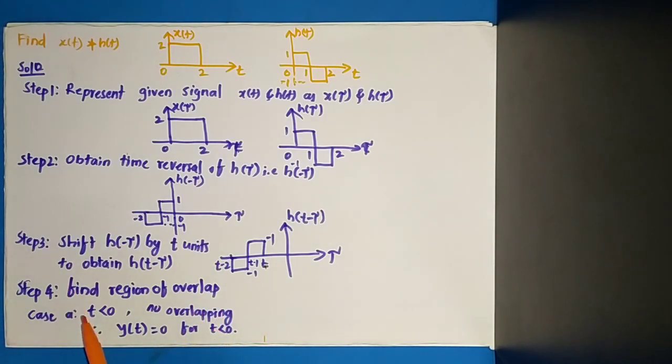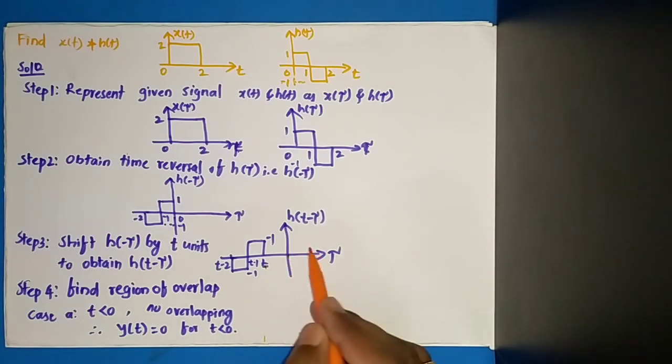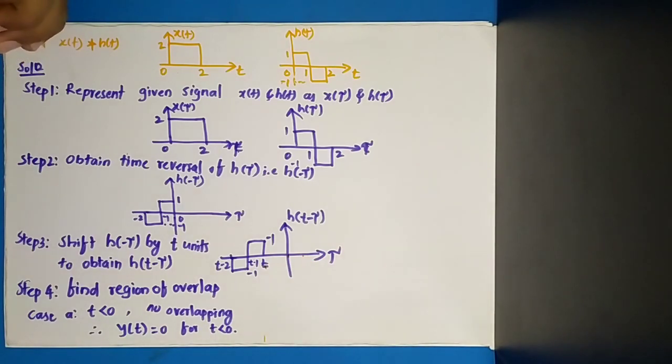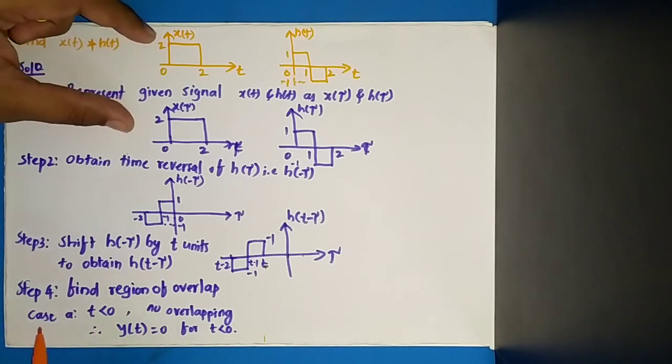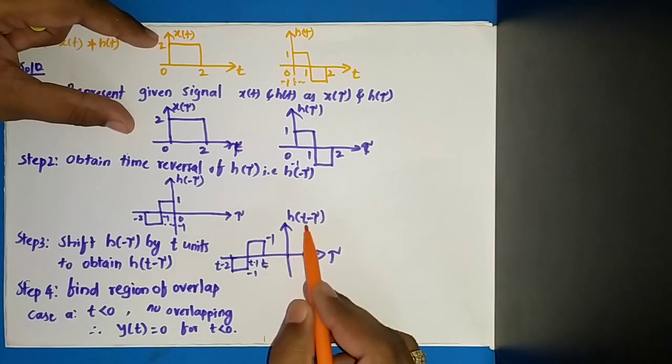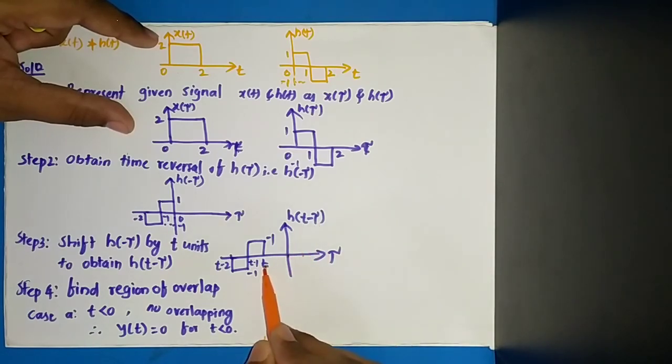Then step 4 says we need to find the overlap regions. For this we first have to go through different cases: what happens if it is here, what if it is here, what if it is here. This process is also familiar to you. In the first case, case A, t is less than 0 for this h of t minus tau, that is, this point t is less than 0.